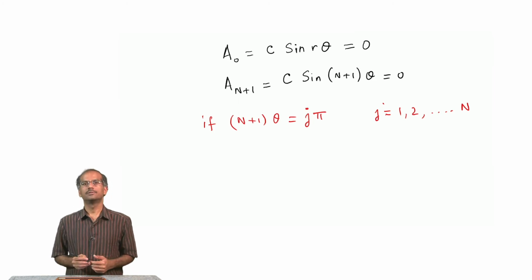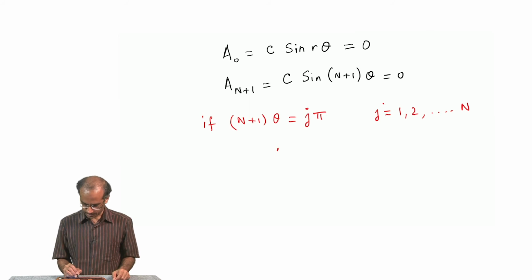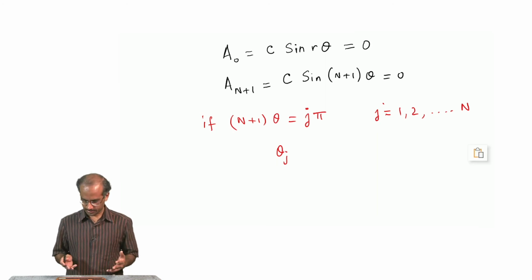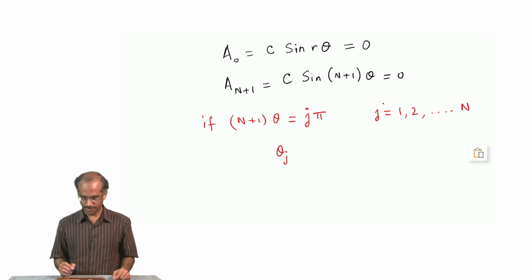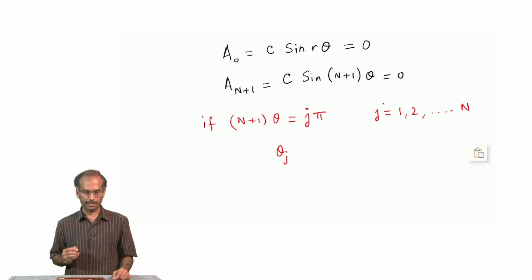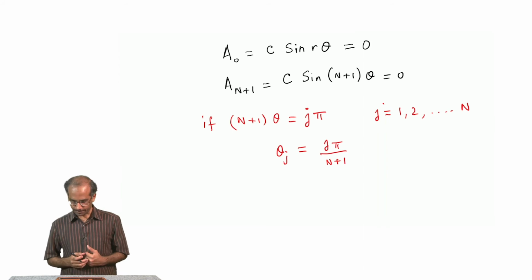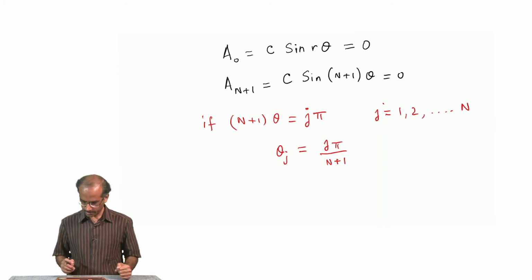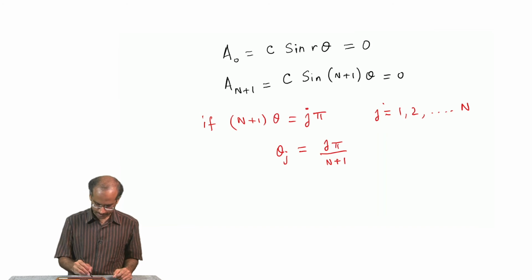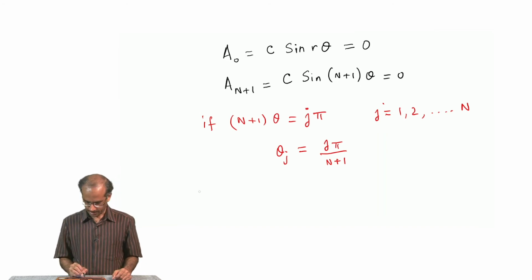From this we can write an expression for theta. So, now I will call it theta j to indicate that there is an integer j involved here, which will index the possible values of theta. So, theta j is j pi by n plus 1, and in general now it is possible to write an expression for a r.